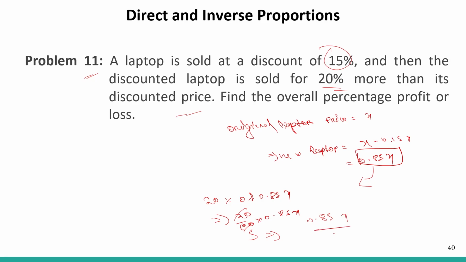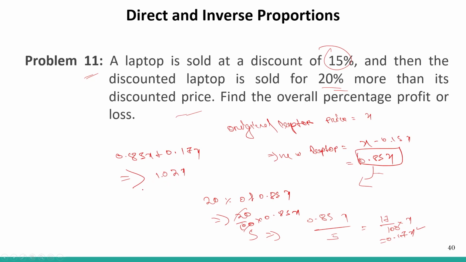So 0.85x by 5. So this will be what? So 17 by 100 into x is equal to 0.17x. Okay. So this is the amount that is being hiked on this price. So adding these two, so 0.85x plus 0.17x. So what we are arriving at is what?